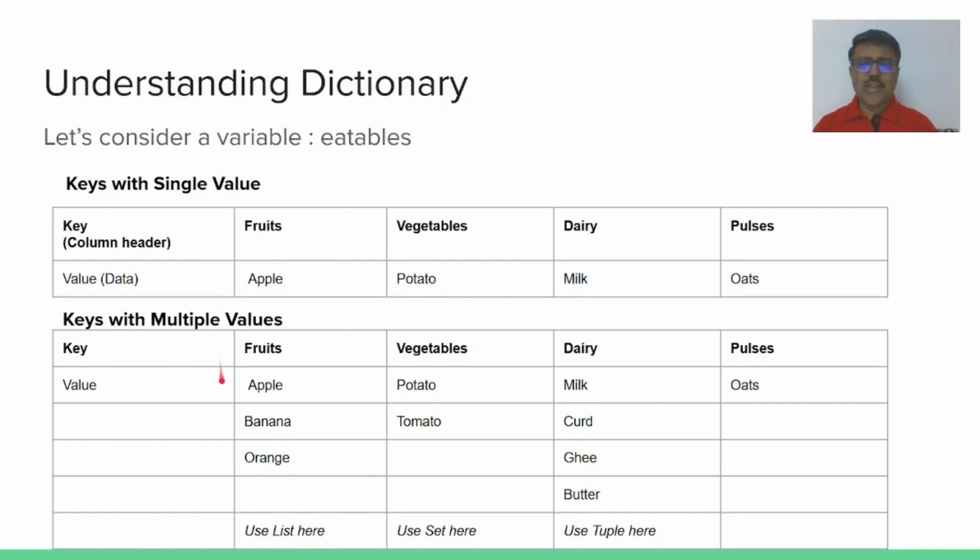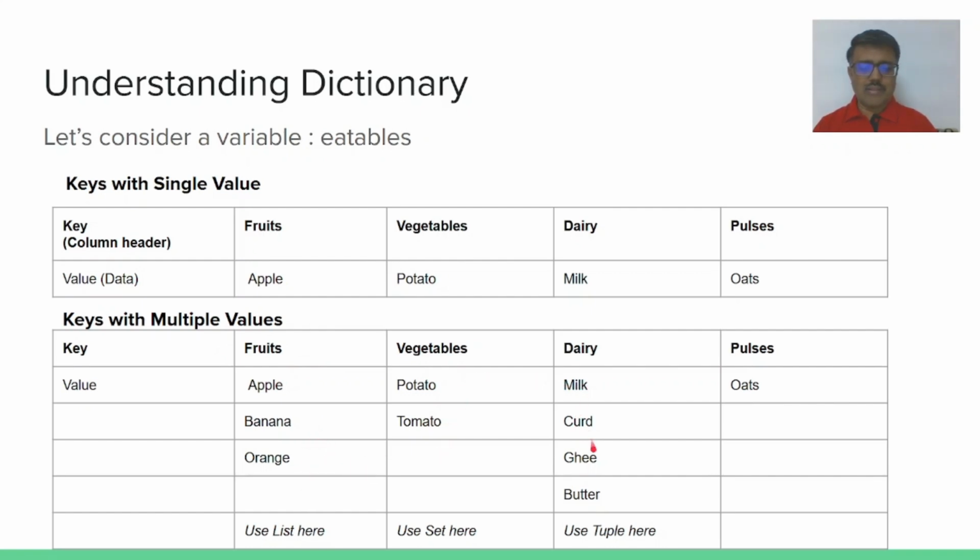Let's take the example of keys with multiple values. For example, I'm having a key as fruits, and I'll hold apple, banana, orange. That's what I'm doing here. And I have another key, vegetables, which has potato and tomato, right? And then we have dairy, wherein you have milk, curd, ghee, butter, like that. Then the last one you have is pulses, again only one item, oats. If you see it here, one key can hold multiple values.